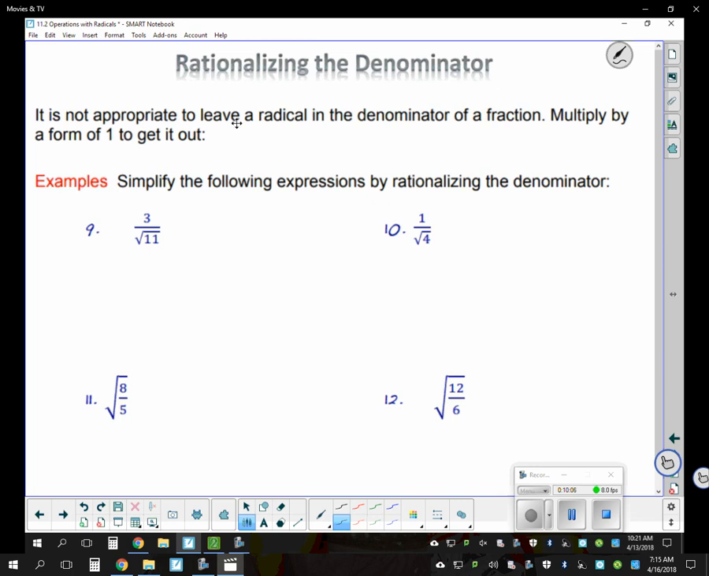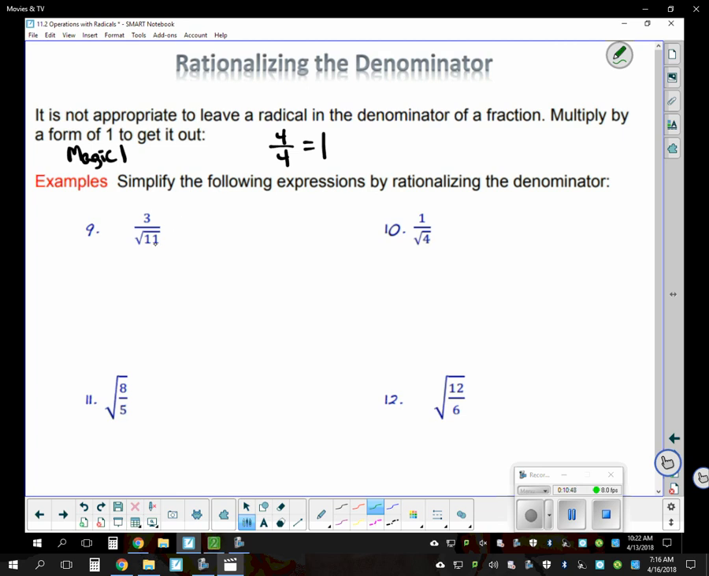It is not appropriate to leave a radical in the denominator of a fraction. Multiply by a form of 1 to get it out. This is called rationalizing the denominator. If you pay attention to the answers from the last two, we had no more radicals left, particularly in the denominator. But you might have problems that do have radicals in the bottom, and you can't leave that as your answer. So you have to multiply by what we call a magic 1 or a creative 1, like 4 over 4 is 1. So we could pick some fraction that is equal to 1, but that will help us out when we do this process of rationalizing the denominator.